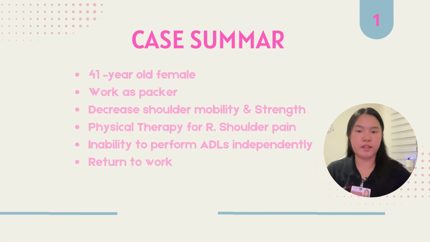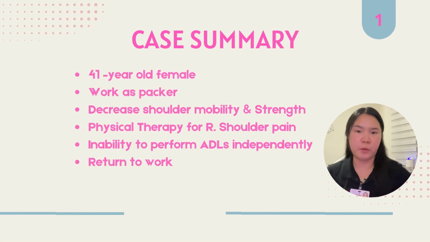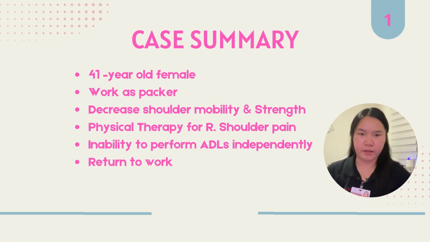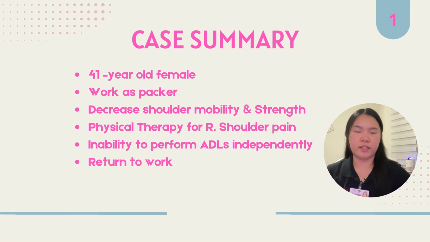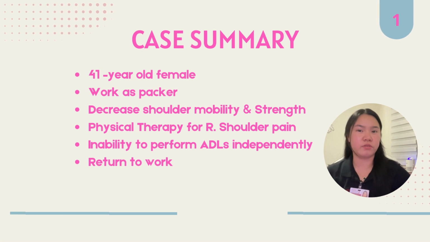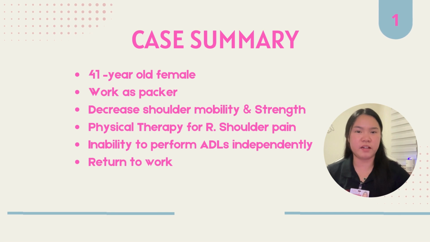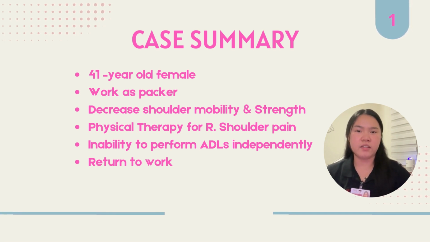This case study is focusing on a 41-year-old female with a worker's comp injury, who works as a packer and assembler. She has decreased shoulder mobility and strength and an inability to perform activities of daily living such as washing her back. She's seeking physical therapy to decrease her right shoulder pain, and she wants to return to work without restriction or discomfort.